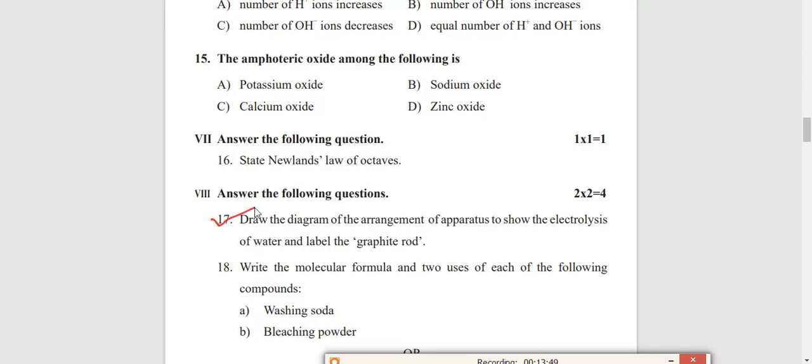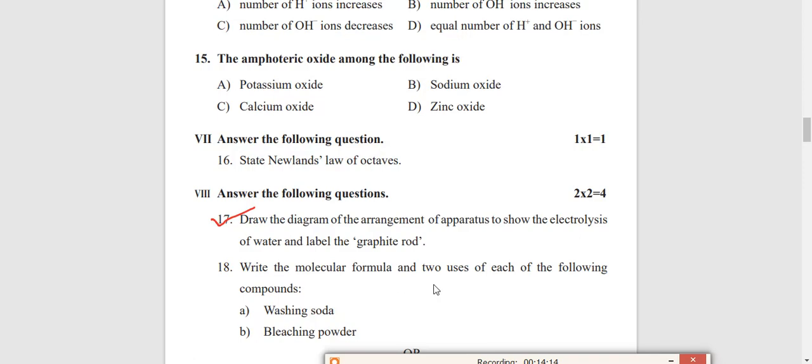The first question is, draw the diagram of arrangement of apparatus to show the electrolysis of water and label the graphite rod. This is a very important diagram which is there in the chapter chemical reactions and equations, electrolysis of water. That diagram you have to draw over there. Write the molecular formula and 2 uses of each of the following compounds.